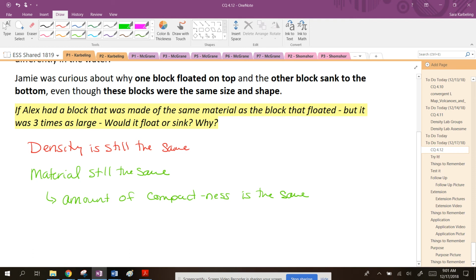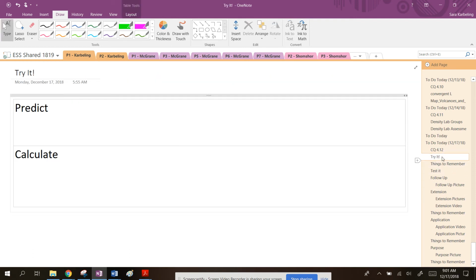So we're going to start in that try it section. And in the try it section, we're literally going to try what we just talked about. So I don't have blocks from bath time. I didn't think to bring any of those from our house, but I do have these little blocks, okay? These little white blocks.